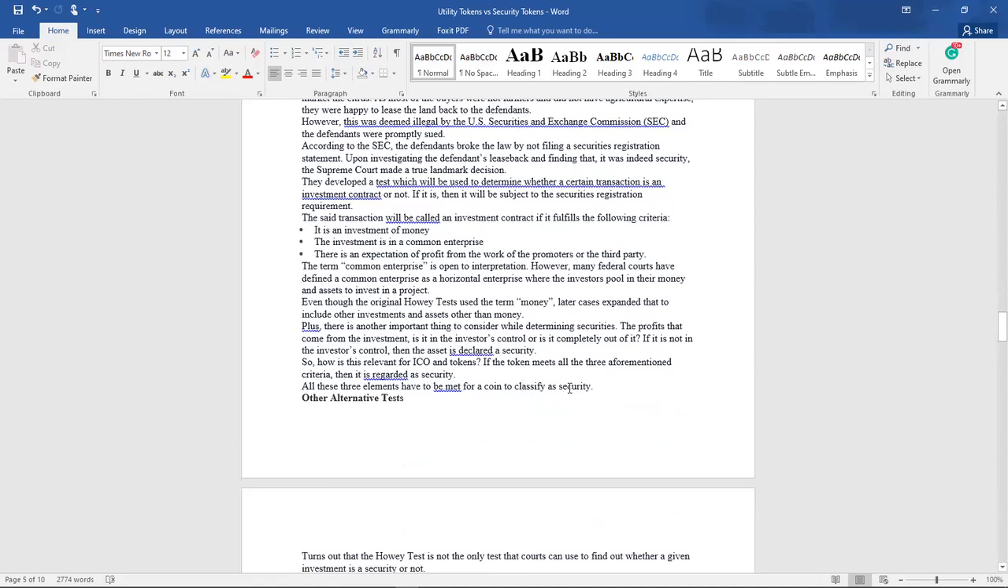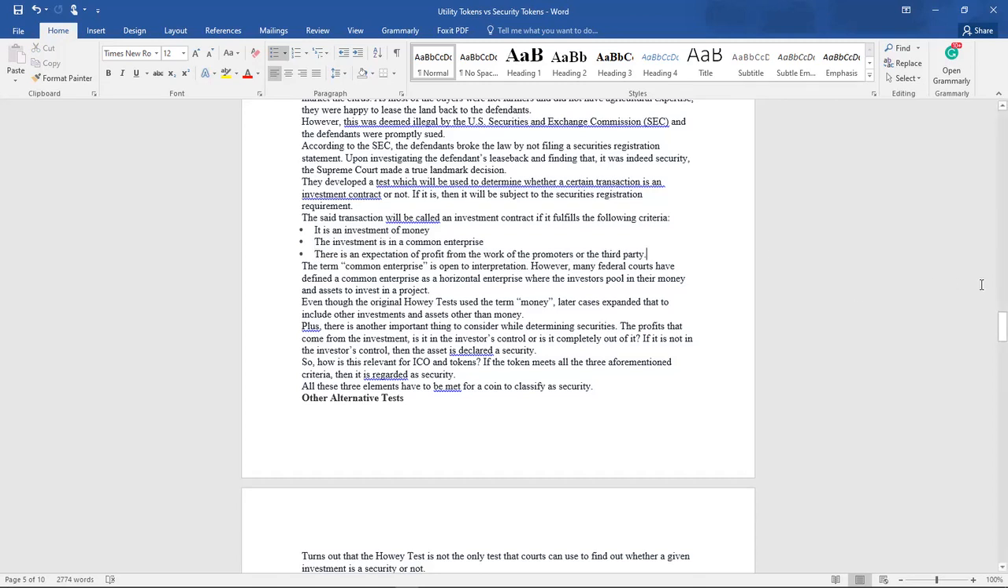There are other alternative tests apart from Howey's test. You can actually learn more about them. And if a cryptocurrency or a token really meets this, if it is an investment of money, if you are investing money in a common enterprise, and there is an expectation of profit from the work of the promoters or a third party, so if there is an expectation of profit, then the coin is classified as a security.